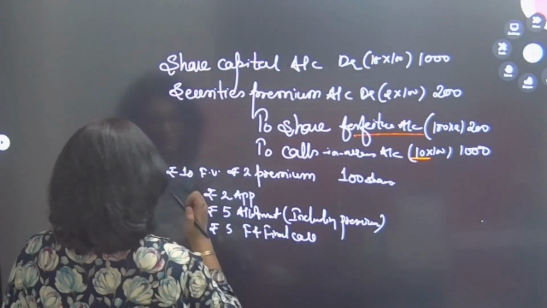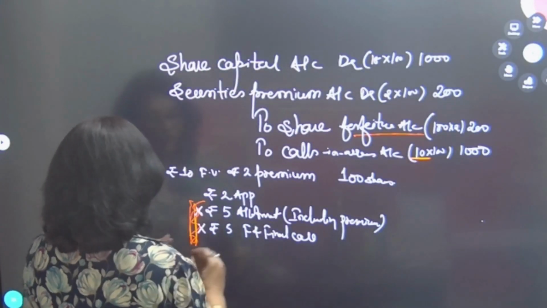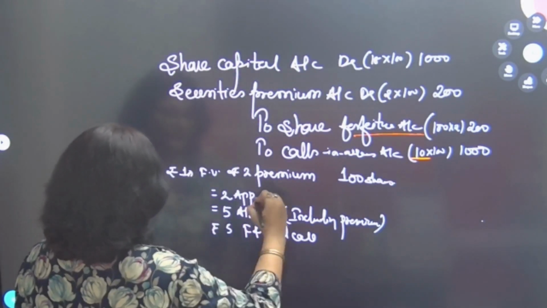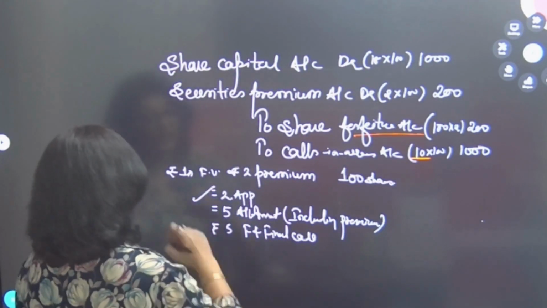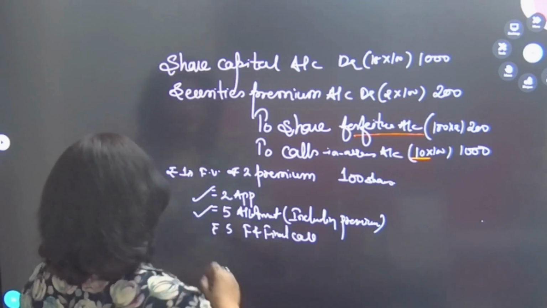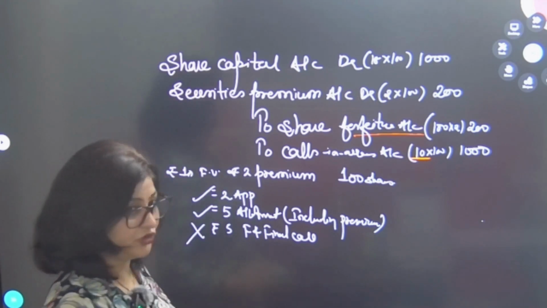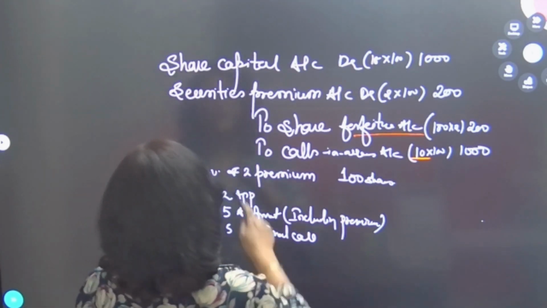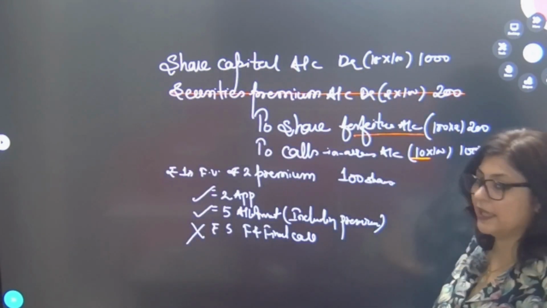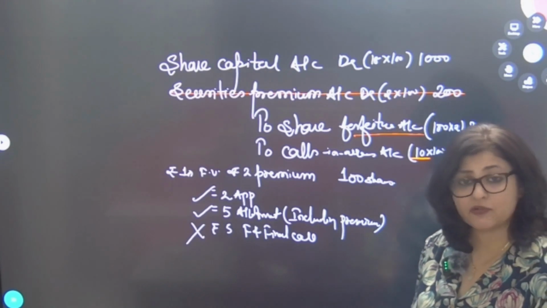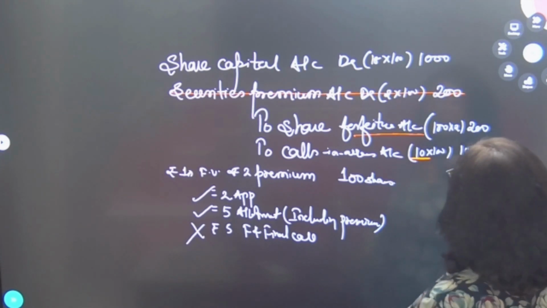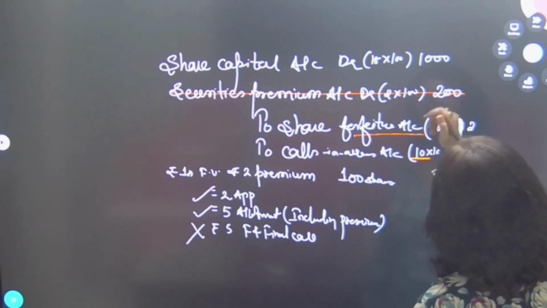In the same example, we will make certain changes. Okay, so let's say that here rupees 2 on application is being paid by shareholder and rupees 5 also being paid by the shareholder on allotment. Only the final call is not being paid by shareholder. So what will be the changes? The first change is this: securities premium account will not be debited. Why? Because the shareholder has already paid SP. We will not write this, but here will be the change.